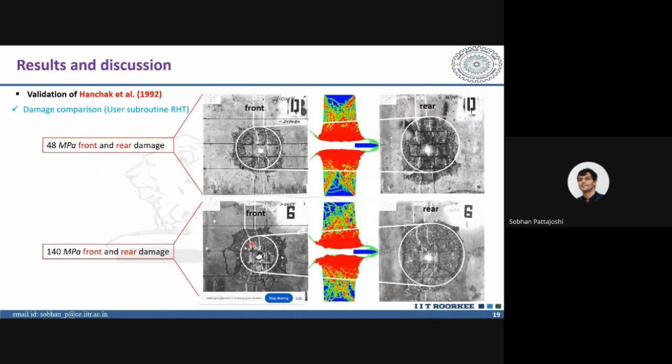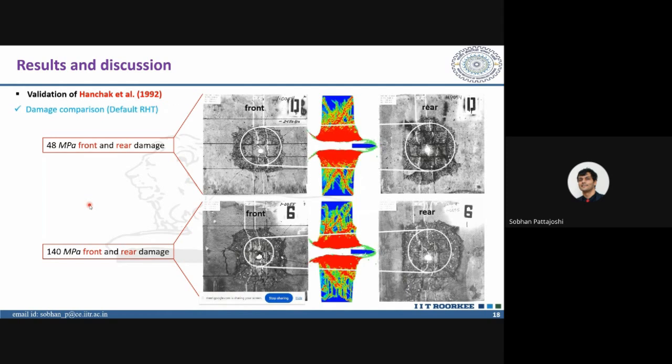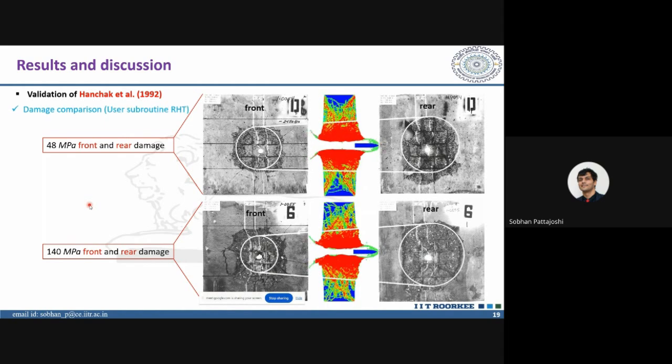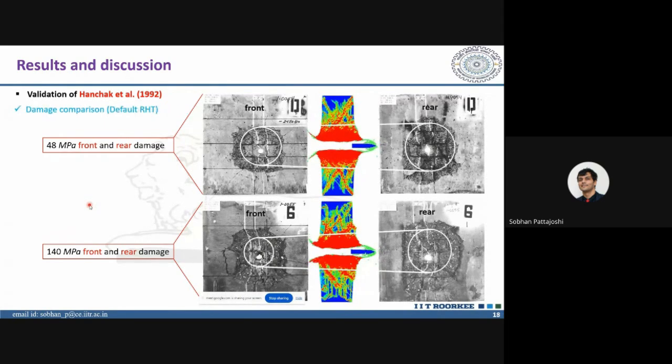Actually, the front part is not coming out to be that accurate again. But why is the rear part coming accurate? Because we have modified the damage in the tension pressure regime, and that occurs at the rear part of the impact loading in the slab. So if I go back and forth, you can see this one is default, this one is subroutine. So the damage is actually increased.